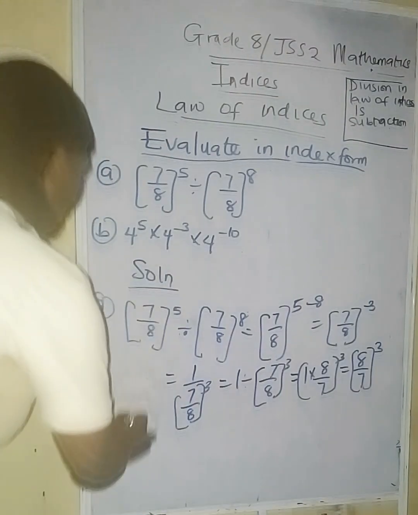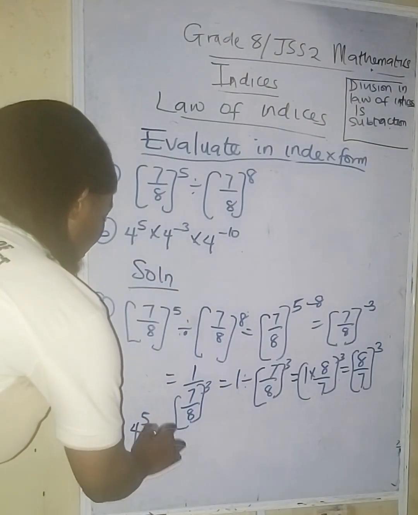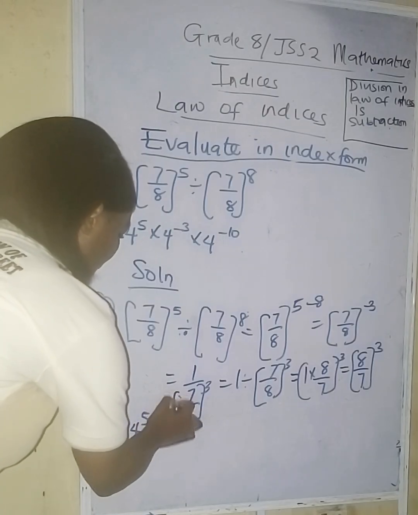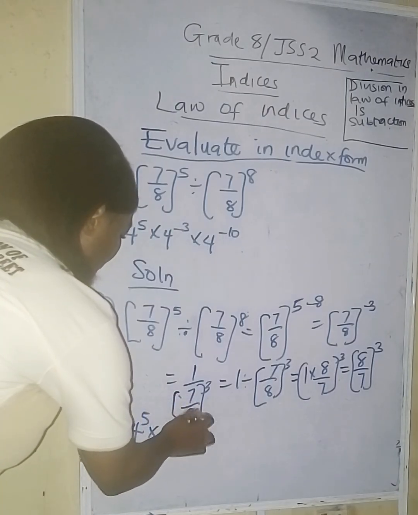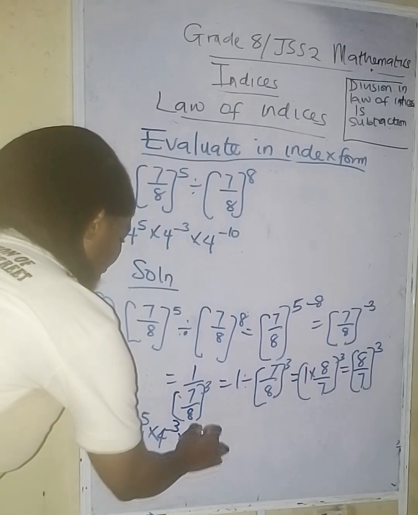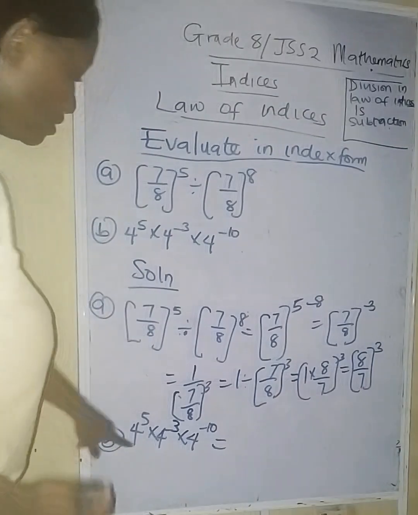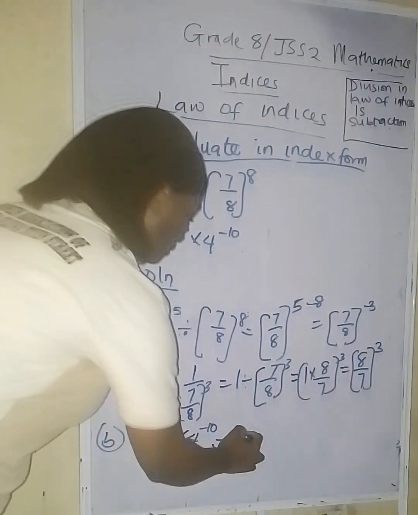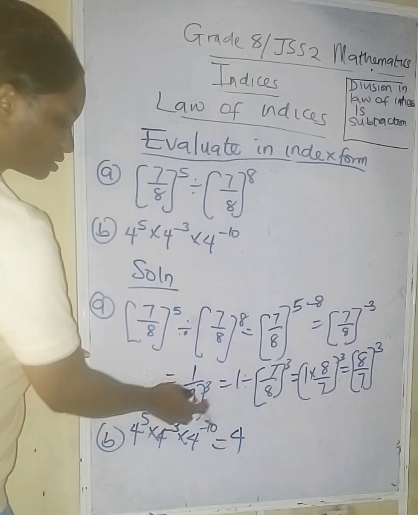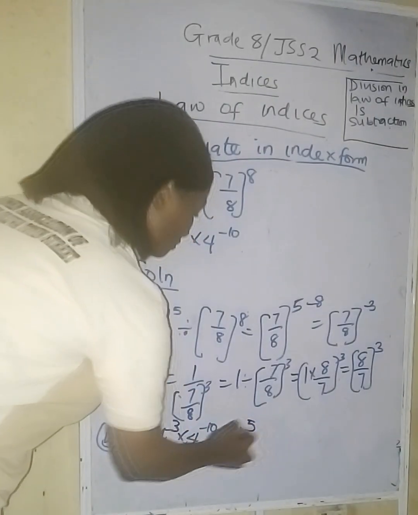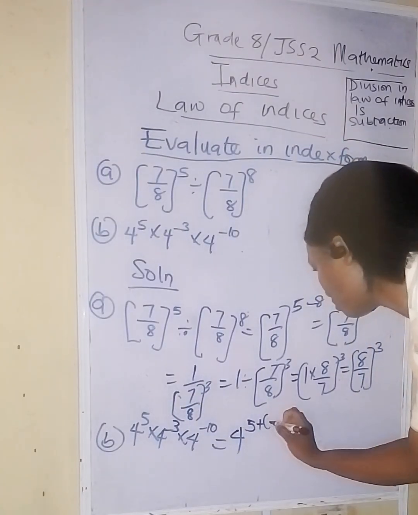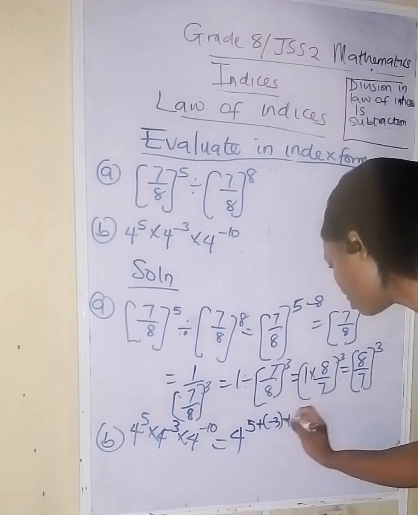Same base. So this is 4 raised to the power 5, and it's 4 raised to the power minus 3 times 4 raised to the power minus 10. So now they have the same base. So we just pick one base. And what is it? Multiplication is what? Addition. So we are going to add the power. So that will be 5 plus minus 3 plus minus 10.